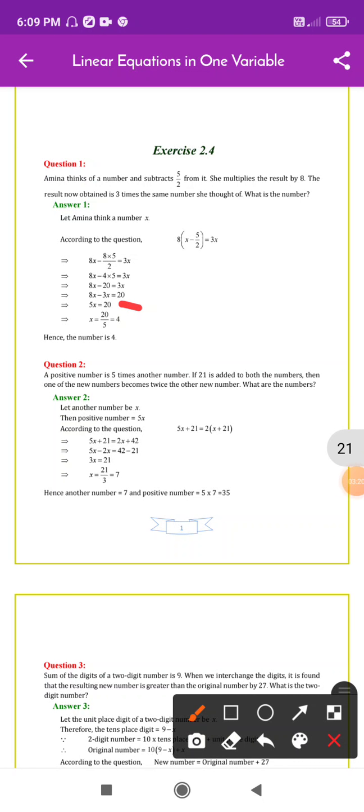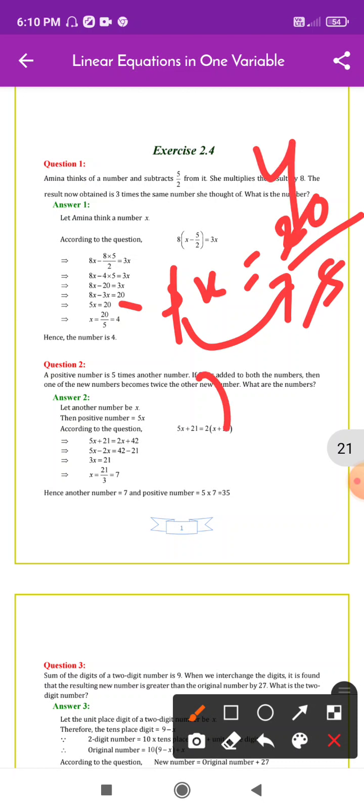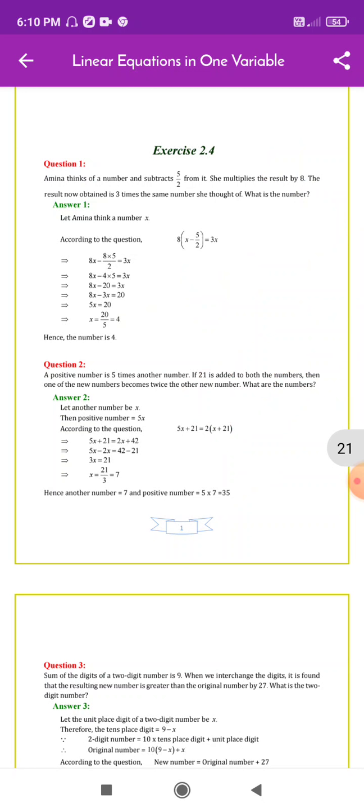Now what we have to do? We have 5x equals to 20. Shift this number down. So it is here like that. This will cut. Then 5 ones are 5, 4 fives are 20. We got the value x equals to 4. Yes or no? So we can say that the number Amina thinks of is 4. Have you understood the first question? Now go to the second question.